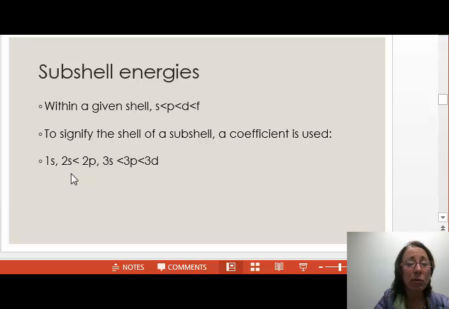Notice that I have ranked the subshells in each shell listed according to increasing energy. The 2s has a lower energy than 2p, 3s has a lower energy than 3p, which has a lower energy than 3d.